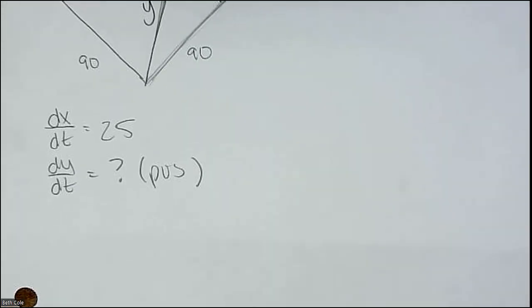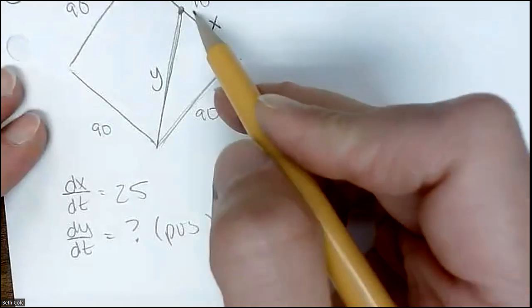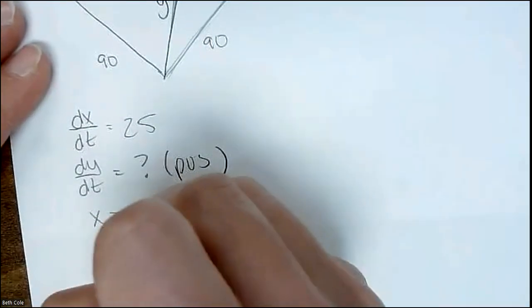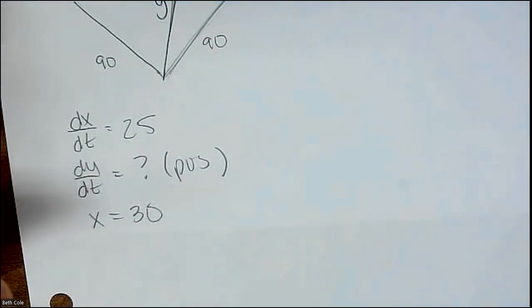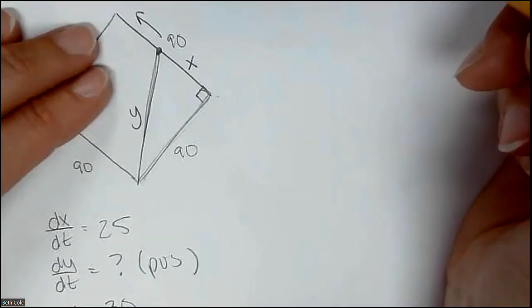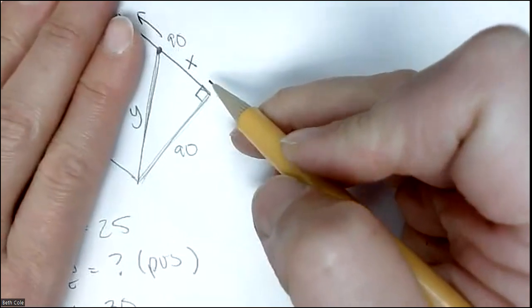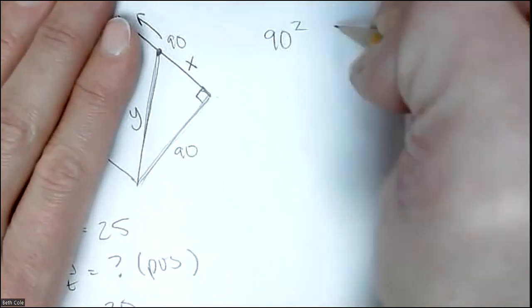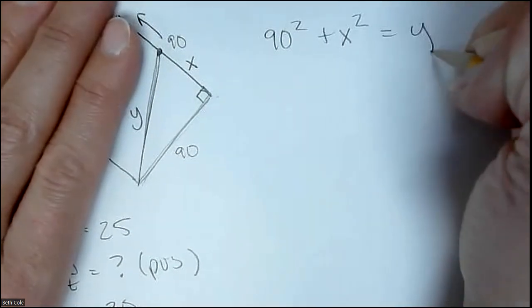Now you have to pause at a certain moment. So go back and read. I can't fit all this up here at the same time. You have to pause at a certain moment. It says when he is how far from first base? 30 feet. So that's when X is 30. Cool. Now we need a relationship between all the variables, and it's going to be what? Good. It would be 90 squared plus X squared equals Y squared.